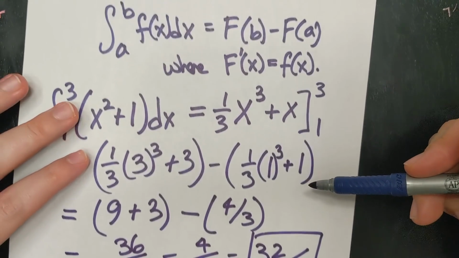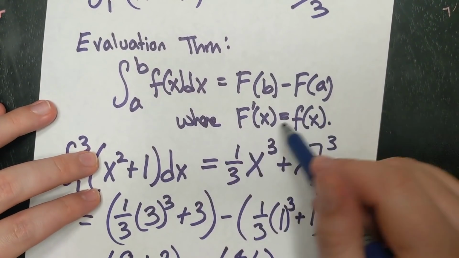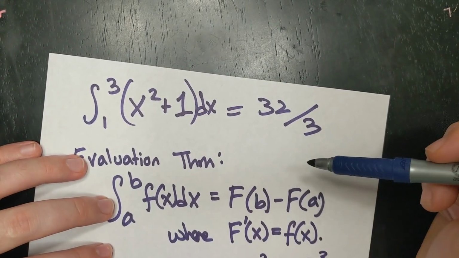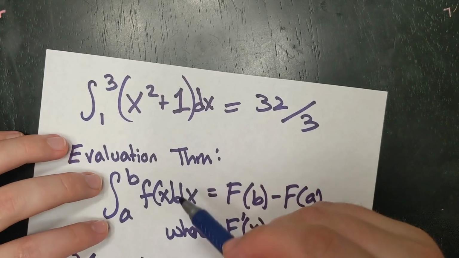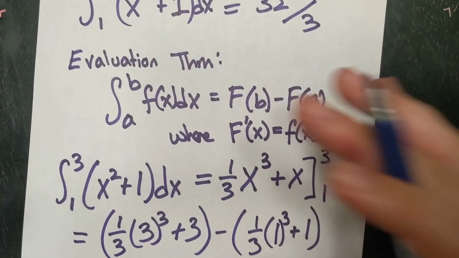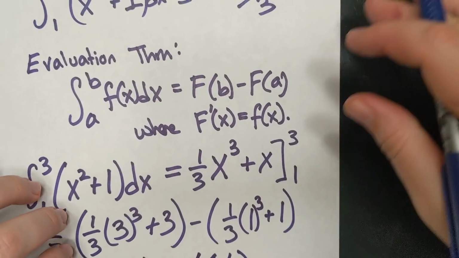So the evaluation method, using the evaluation theorem, this fundamental theorem of calculus, and the Riemann sum method by adding up more and more rectangles as n goes off to infinity. So calculus works. This is fantastic.